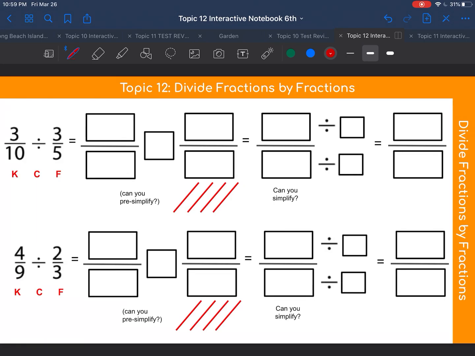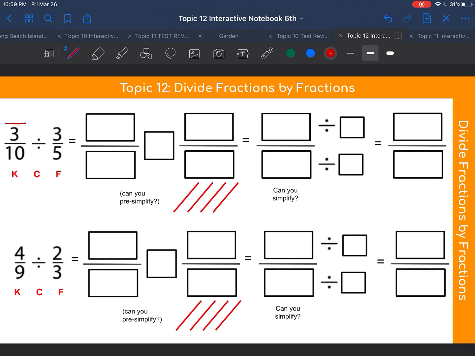Yesterday we talked about pre-simplifying beforehand to make it easier on ourselves. We've been talking about keep, change, flip. Now we're going to be combining all of those things, and we're just going to be talking about dividing a fraction by a fraction. Now the process does not change at all. We keep, change, flip. We can continue to pre-simplify to help us ease our way into these problems. So let's give some of these a try.